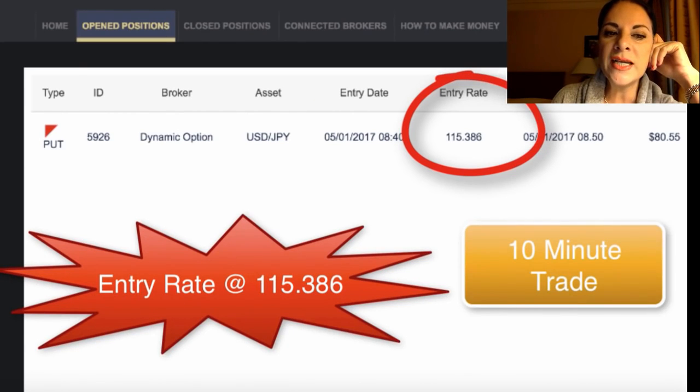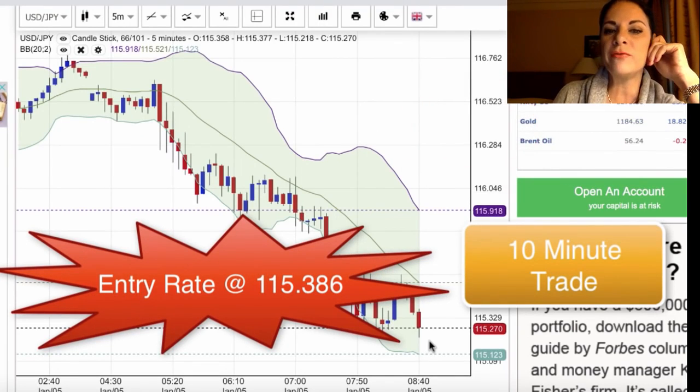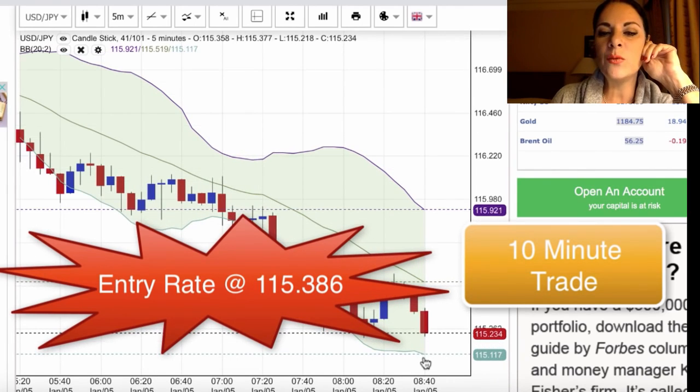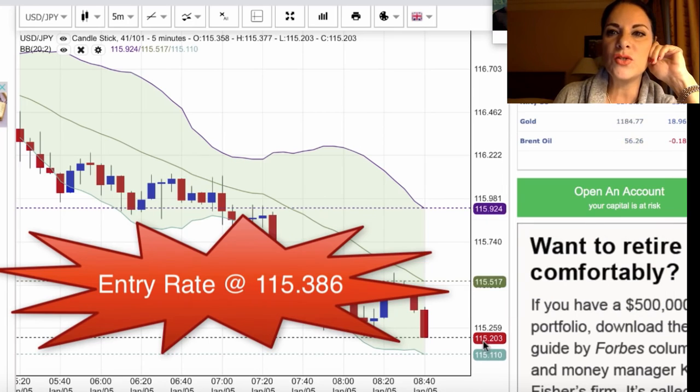Here is my entry rate. I have taken the trade at 115.386. It's a 10-minute trade. It's a very fast trade, and I'll wait 10 minutes and get back to see.